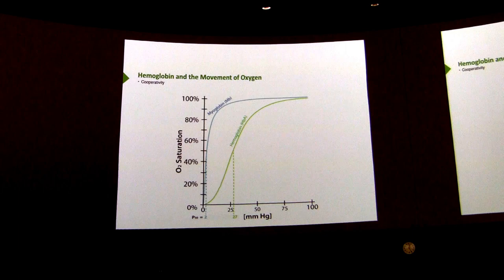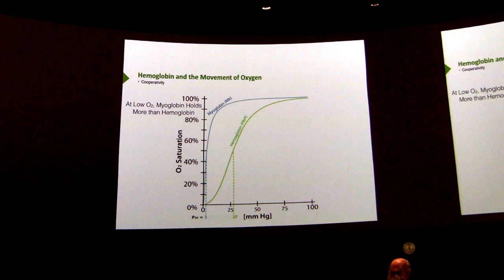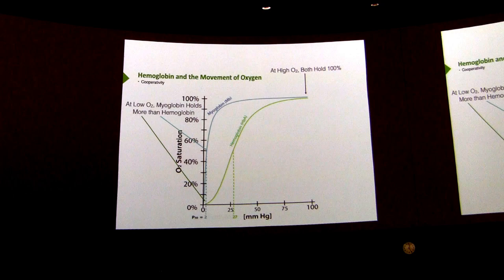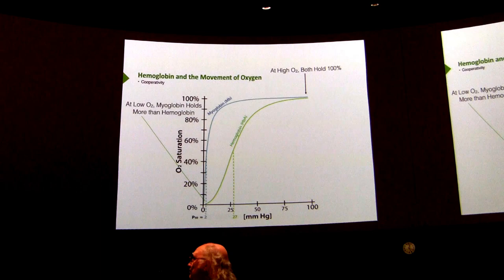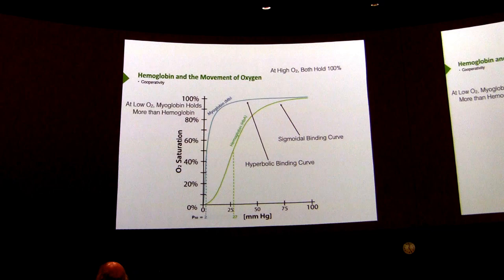We see that hemoglobin's affinity for oxygen changes as the oxygen concentration changes. As the oxygen concentration gets higher, the affinity gets higher. As the oxygen concentration gets lower, the affinity gets lower. Okay? There's the binding of oxygen by myoglobin at low concentration. Compare that to the same concentration of oxygen. How much hemoglobin has bound? Essentially none. Okay? At high concentrations, both are 100%. There's the sigmoidal and there's the hyperbolic.